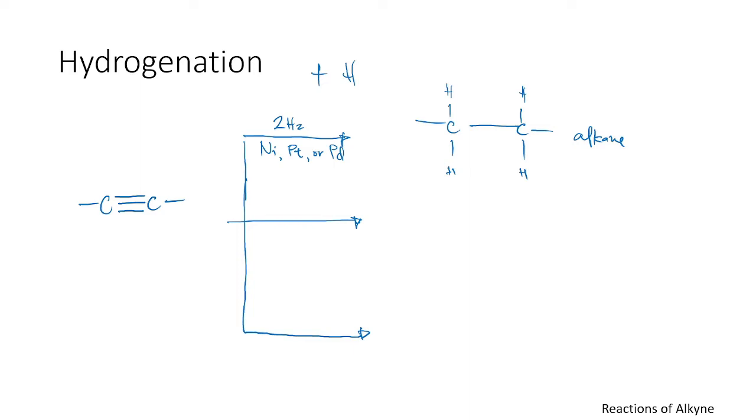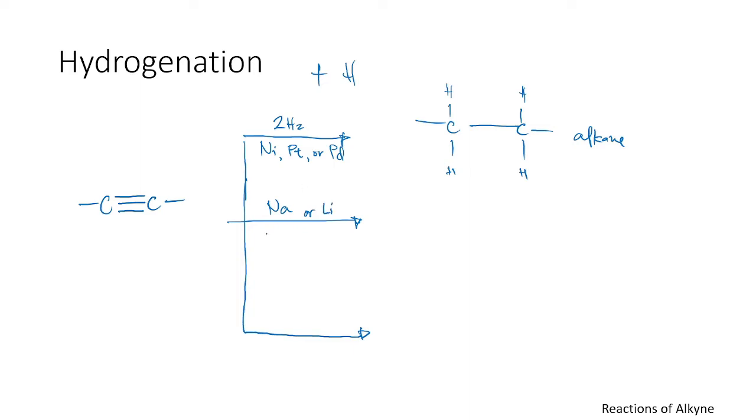So if you have 1 mole of your alkyne, and you add 2 moles of hydrogen, and you introduce nickel or platinum or palladium as your catalyst, it will become an alkane. Okay?